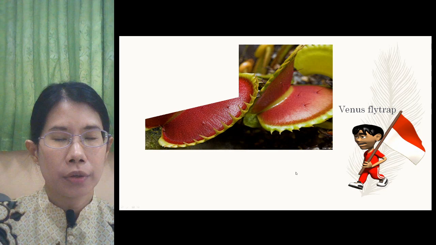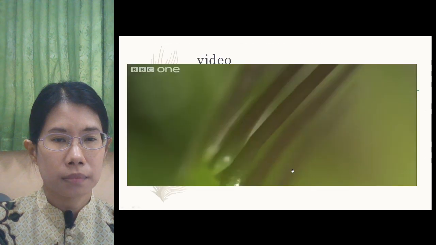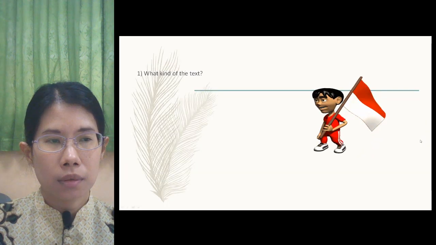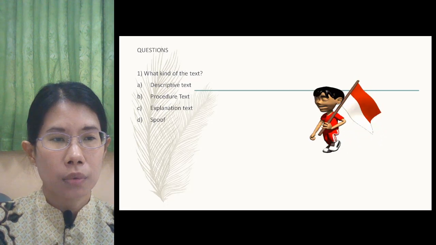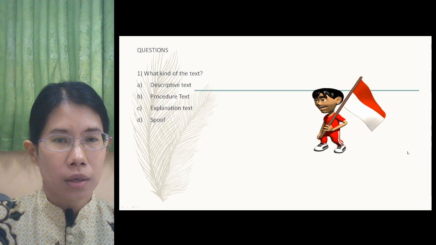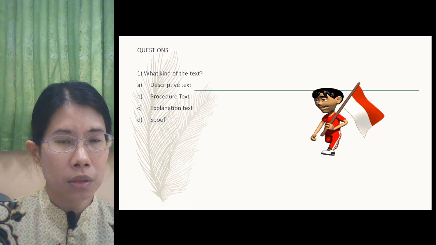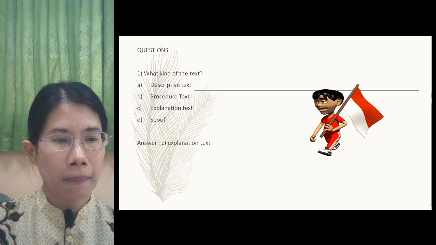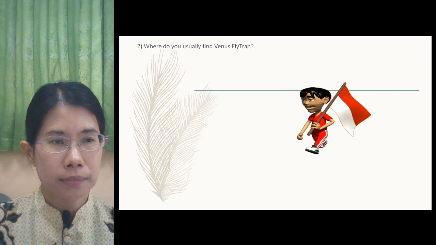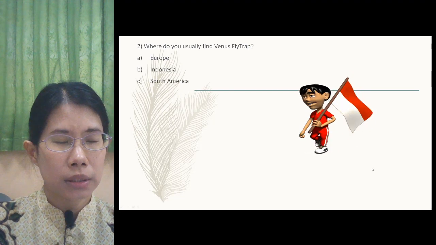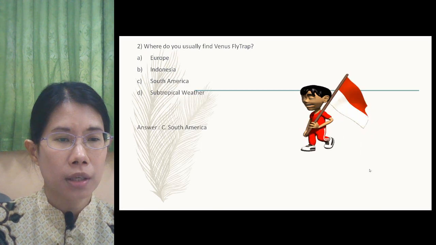Okay, now we're moving on to the questions. Question number 1. What kind of text is the previous text? It is a very easy question, right? You should be able to answer it correctly because it's one of the easiest questions that you might find. Yes, the answer is explanation text. Number 2. Where do you usually find Venus flytrap? Is it Europe? Is it Indonesia? South America? Now the answer is South America.